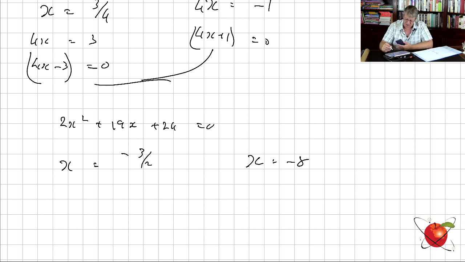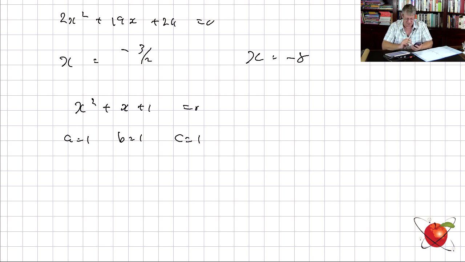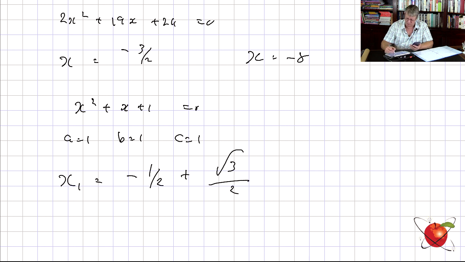Now, lastly, as part of this, try this one. x squared plus x plus 1 equals 0. A equals 1, B equals 1, C equals 1. Let's press it. Okay. We say, right, A is 1 equals, 1 equals, 1 equals. Then we press equals, and we get x1 equals minus a half plus root 3 over 2 times i. Okay?